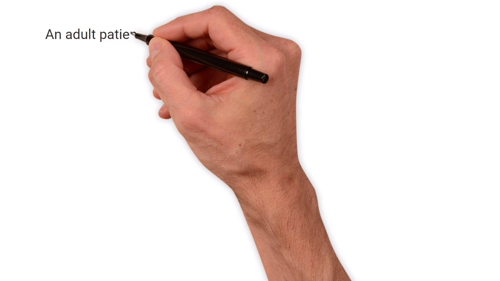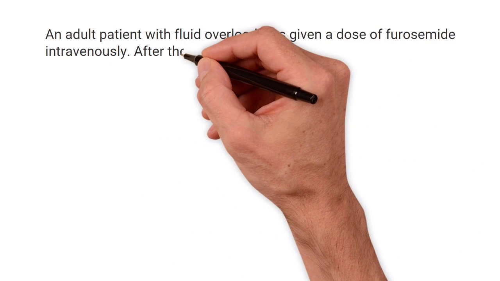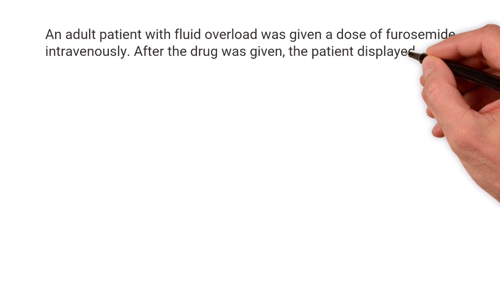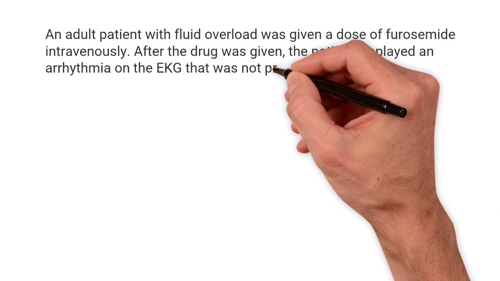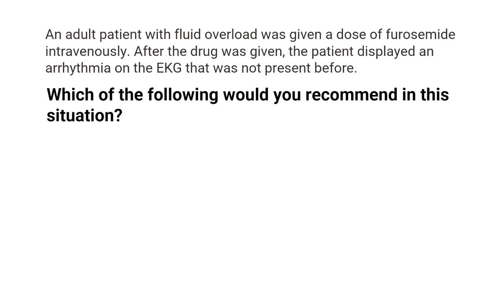An adult patient with fluid overload was given a dose of furosemide intravenously. After the drug was given, the patient displayed an arrhythmia on the EKG that was not present before. Which of the following would you recommend in this situation? A. Defibrillate the patient.